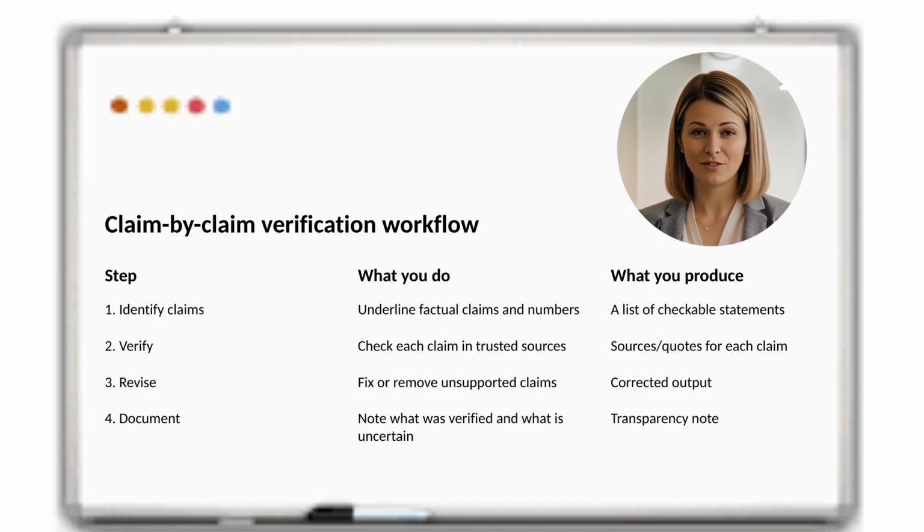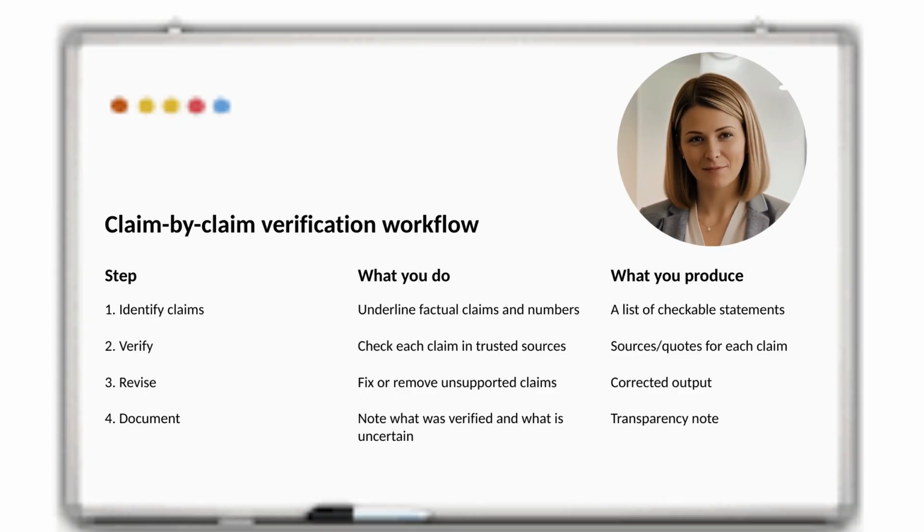Step 3 is revise. Under What You Do, it says to fix or remove unsupported claims. If you cannot verify a claim, you do not keep it as a fact. You either correct it using the evidence you found, rewrite it in more cautious language, or remove it. Under What You Produce, it says corrected output. That means your revised version is now more accurate and aligned with the evidence.